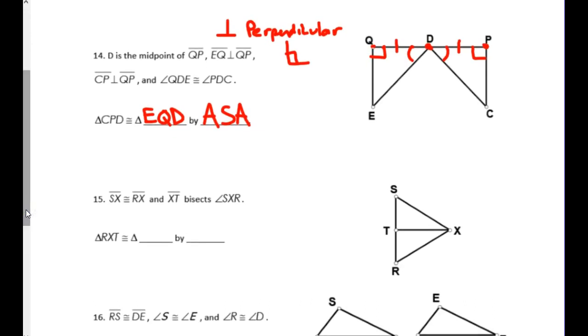All right, SX is congruent to RX, so label it. Tick, tick. XT bisects SXR. That means that if this big angle SXR is cut in half, these are going to be equal. And then I see these 2 triangles are touching, so I have to label tick marks there. So RXT is congruent to SXT by what? Side, angle, side.